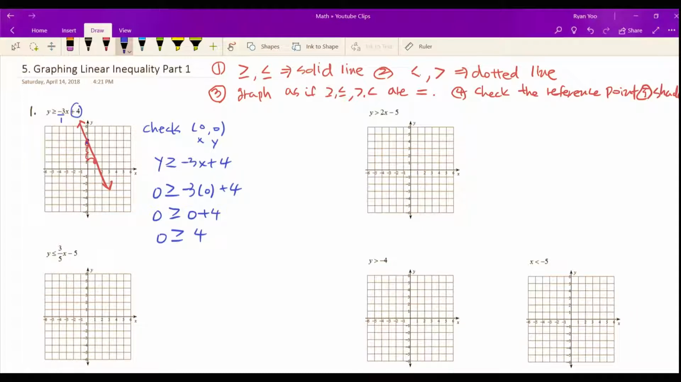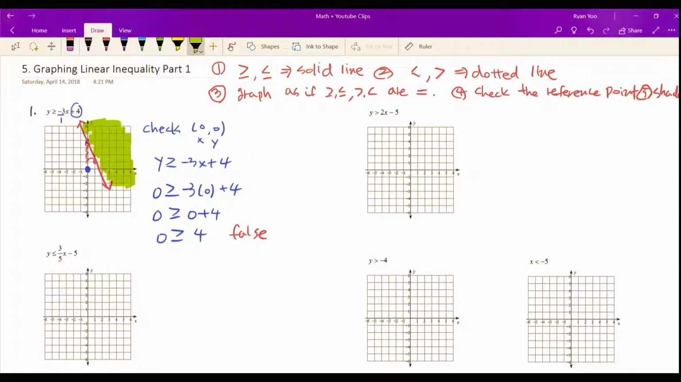So as of this moment, talk to yourself. Is this true? Is 0 greater than or equal to 4? That's false. So we check the point. The point that we check is 0, 0 right here, in the center, right? We checked 0, 0 with respect to this inequality. We found out this is false. Therefore, we are going to shade away from it. We do not want to include 0. So this is your answer. So we have this part shaded.